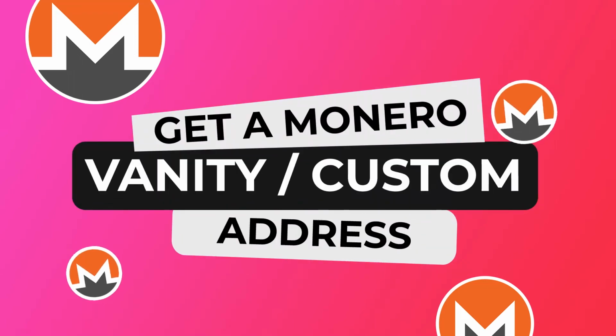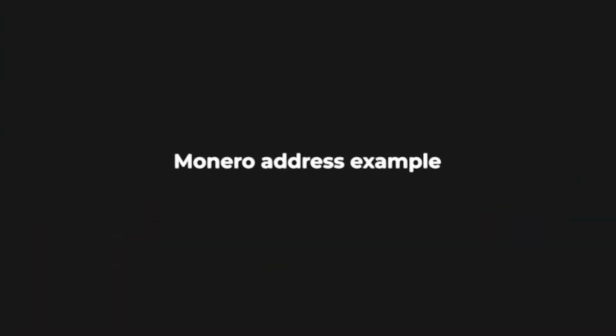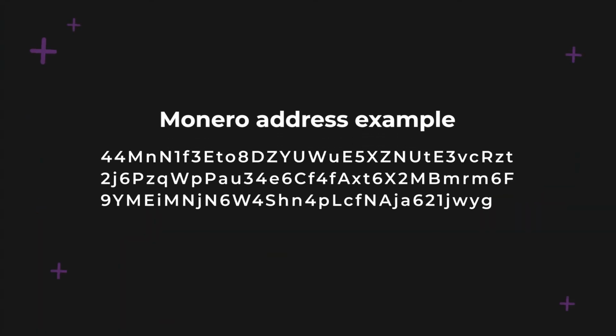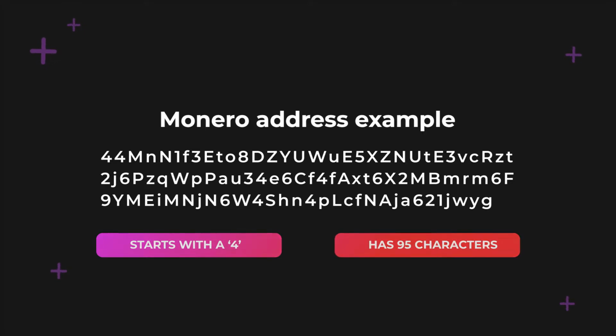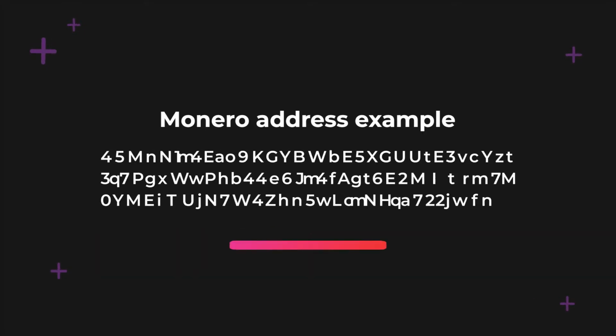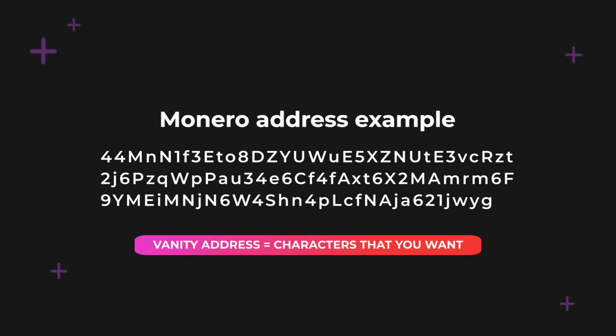Generate a Monero vanity or custom address. But first, a Monero address example. A main Monero address is one that starts with a 4 and has 95 characters. It is randomly generated versus a vanity address, which can have characters that you choose.